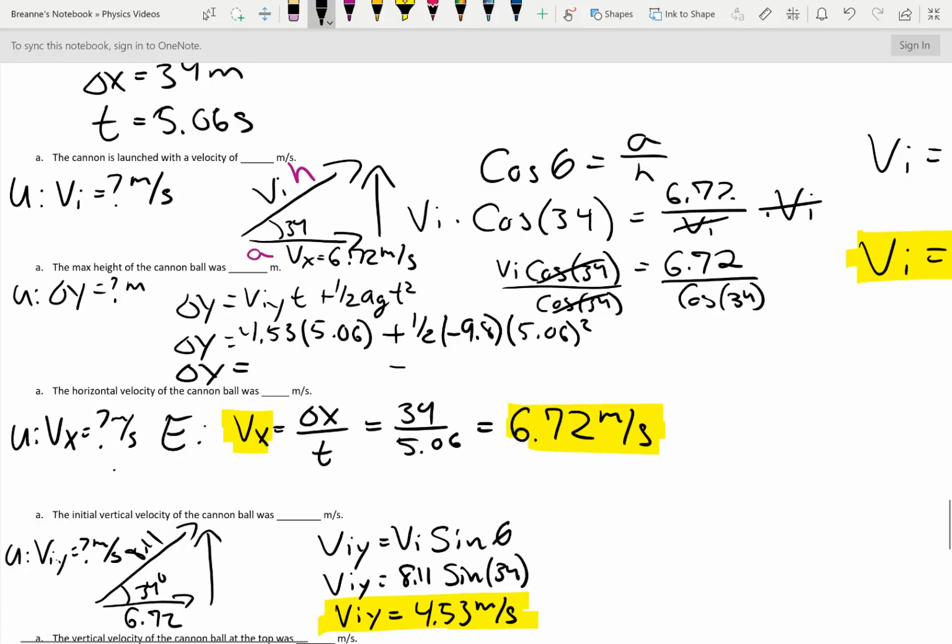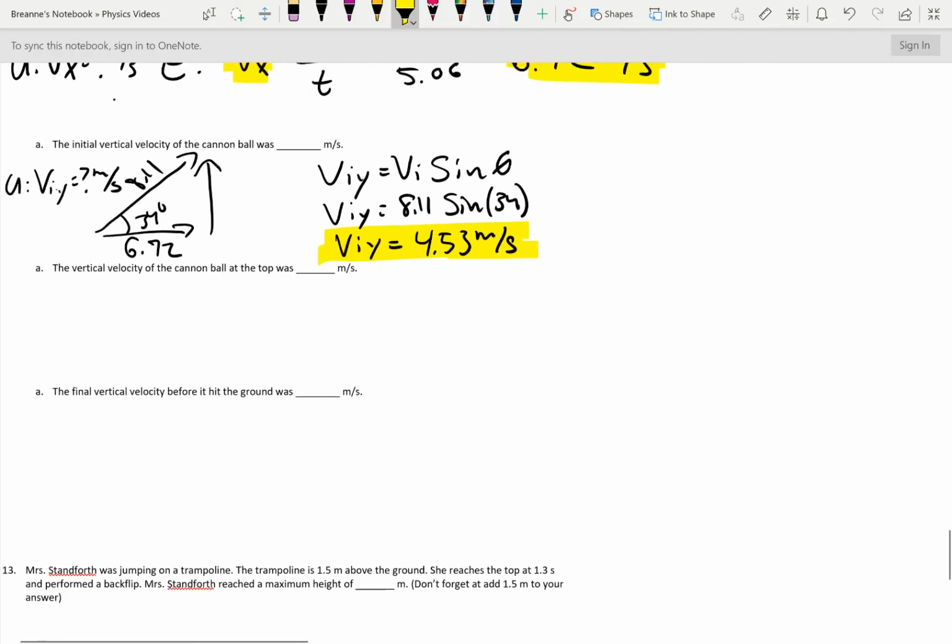So it's a negative 5.6, negative 4.3, 22.92, so minus 5.6. You end up getting a negative 102.54 meters. Remember that negative is just telling you direction. So that's how high the cannonball went.